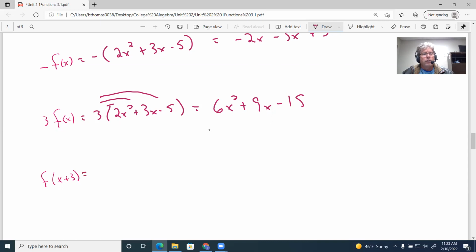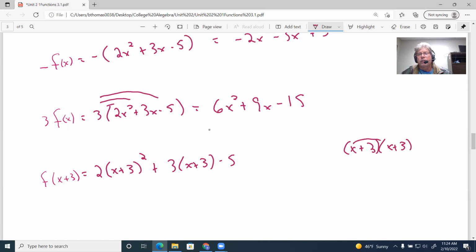And this one here, notice how I have to replace x with x plus 3. So again, this one's unusual. So we have 2, and then the x gets replaced with x plus 3. So wherever there's an x, I'm going to replace it with this x plus 3. So I have this x plus 3 squared, plus then I have this 3 times this x plus 3. And then I have this minus 5. So x plus 3 squared, I may have to do this off to the side. x plus 3 times x plus 3.